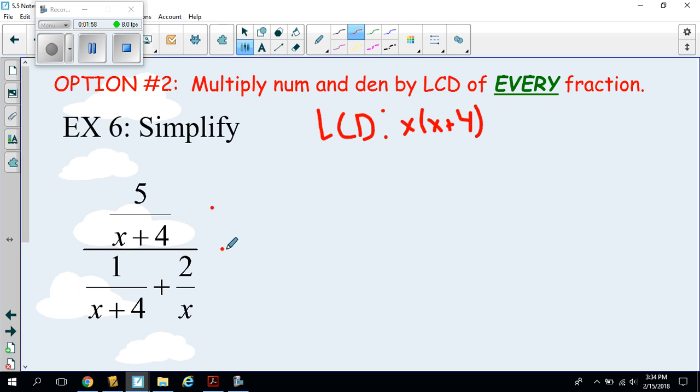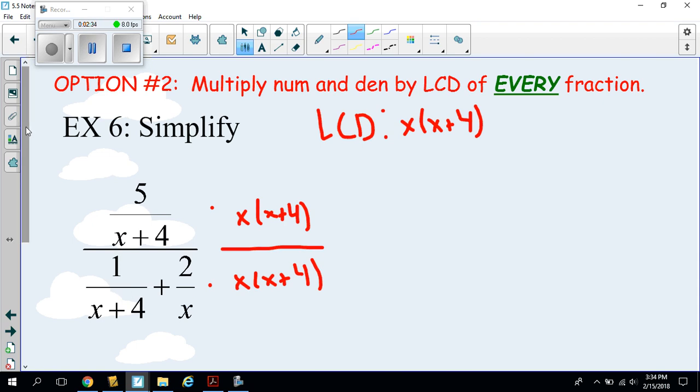Okay. Now, what I'm going to do is multiply both the numerator of my complex fraction and the denominator of my complex fraction by the LCD here. So I have x times x plus 4, and then in the denominator, I have the same thing here. Now, what we're really trying to do is cancel the denominators in our complex fraction. So we're trying to get rid of this x plus 4 in our numerator, and then the x plus 4 and the x here in our denominator.